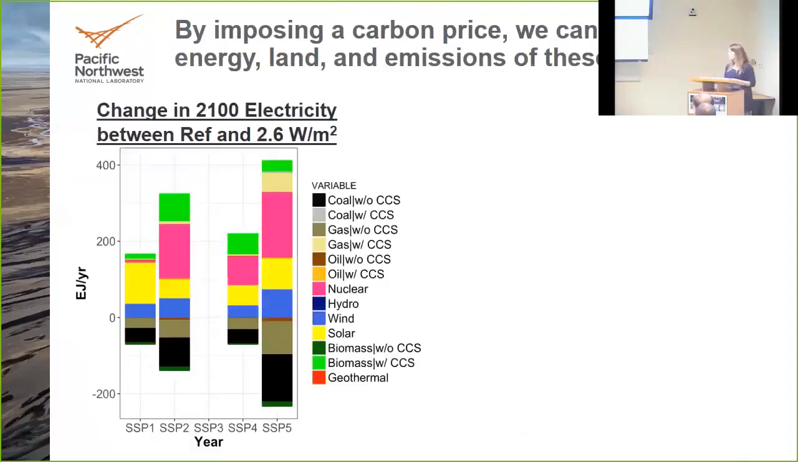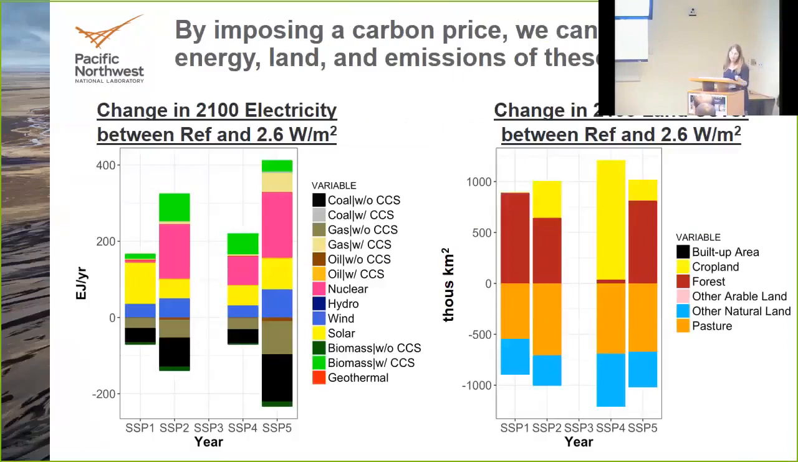And so as a result, this is looking at changes in electricity generation between the reference and this lowest, this 2-degree scenario. And what you see here is that on the bottom, the reductions are all the fossil fuels. So we're moving away from freely vented fossil fuels because of this carbon price, and instead we get more renewables, nuclear, and precisely which combination and how much depends on the world that we're in.